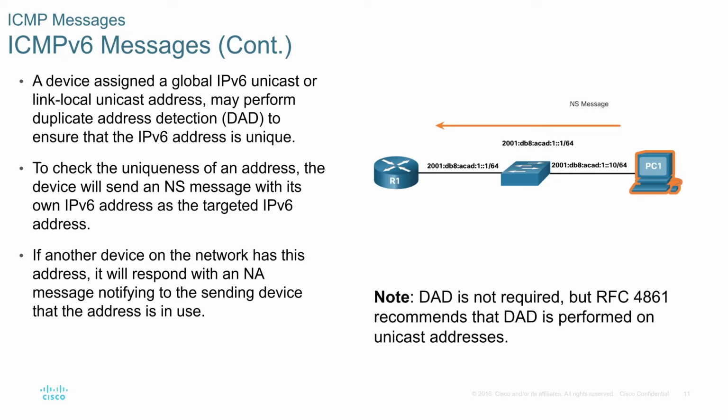To check the uniqueness of an address, the device will send an NS message with its own IPv6 address as the target. Most people would see this as sending a message to themselves. But since this is going out onto the network, all other hosts on the network think that somebody could be looking for them. They check the message. If the address is the one that they are using, they respond like they normally would. This tells the requesting system that that address is already in use and it would change its address to accommodate that.